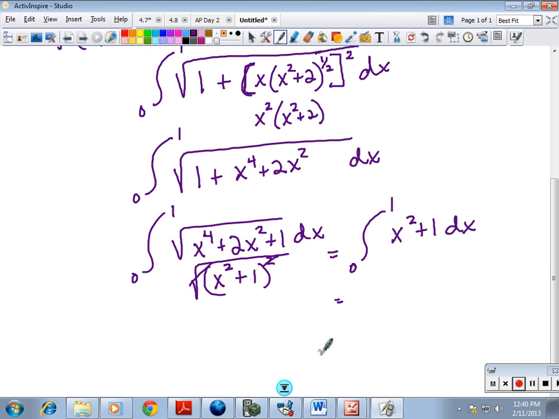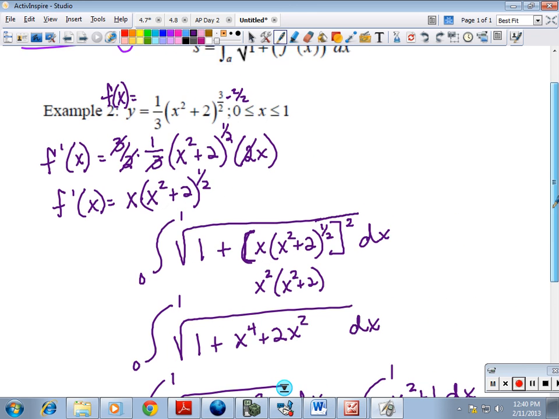So this is going to be x cubed over 3 plus 1x from 0 to 1. That's 1 cubed over 3 is 1/3 plus 1 minus 0 plus 0 is 0. So that's just 1/3 plus 3/3, which is 4/3. So that one is complete. Done.